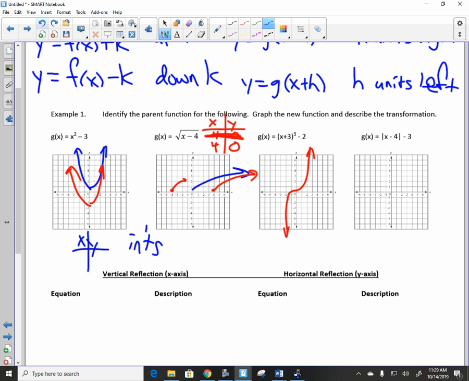Down 2, left 3. Left 3, down 2, bada bing, bada booski. Square, absolute value function. I know that guy. Looks like a V. What's the transformation? Right 4, down 3. Right 4, down 3.